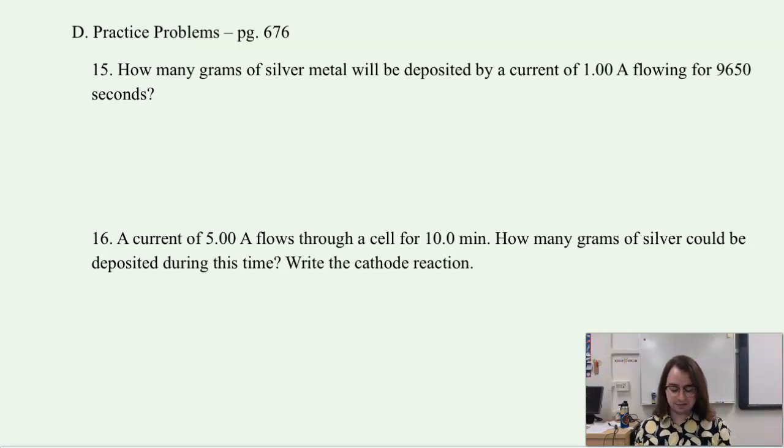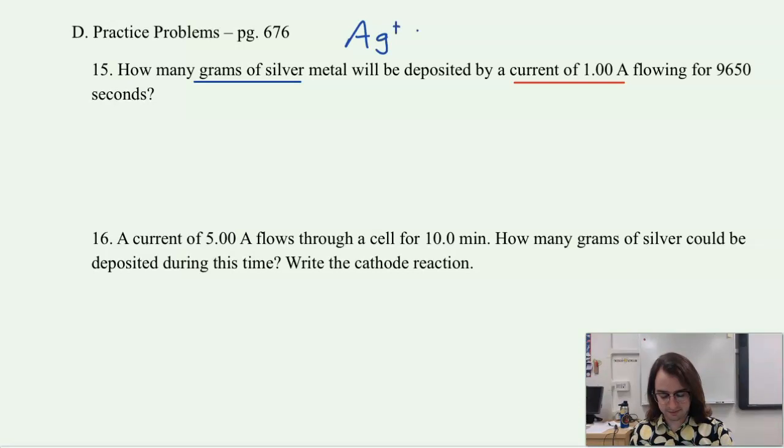It says, how many grams of silver metal will be deposited by a current of 1 amp flowing for 9,650 seconds? So let's take stock of what we have and what we want. What we have is current, and what we want is grams of silver metal. Let's think about what's happening here. It says how many grams of silver metal will be deposited, meaning that the silver metal is gaining mass. If we think about a half reaction that shows this, it would probably look something like this, right? And we are gaining mass.